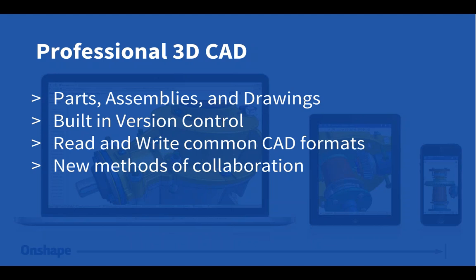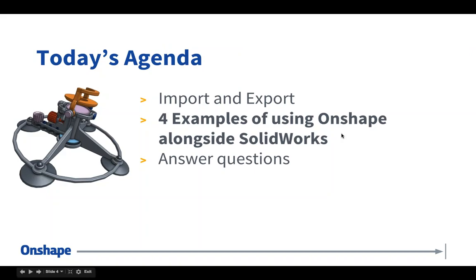So those are just some things about Onshape I like to highlight in general. What I'd like to do now is talk about what we're going to discuss here today. And the first thing, of course, that's worth mentioning is importing and exporting. How do we handle importing and exporting in Onshape? What formats are supported? How does the process work? And so on. So we're going to cover that just real briefly.